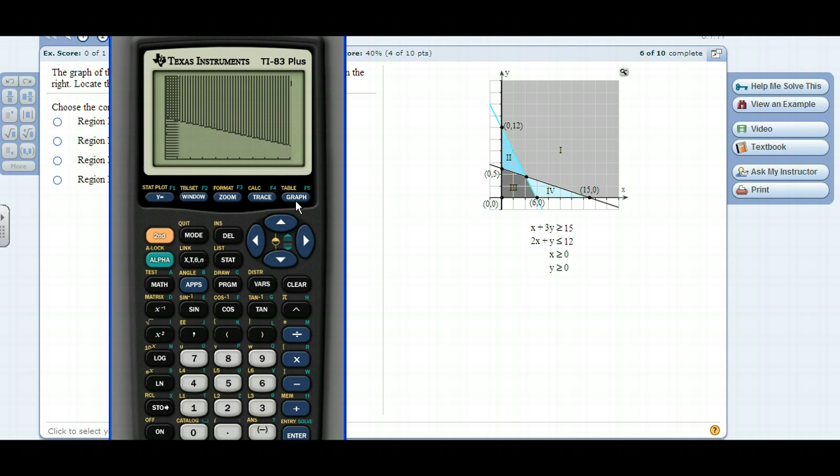And again, what are we looking for? What's shaded in both directions. So this is only shaded horizontal, this is only shaded vertical, this is not shaded at all. This is shaded in both, so that's region 2.